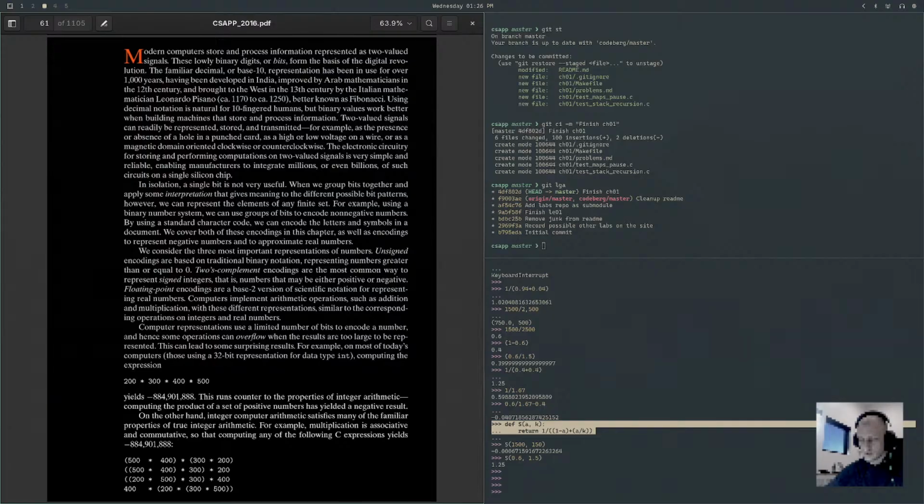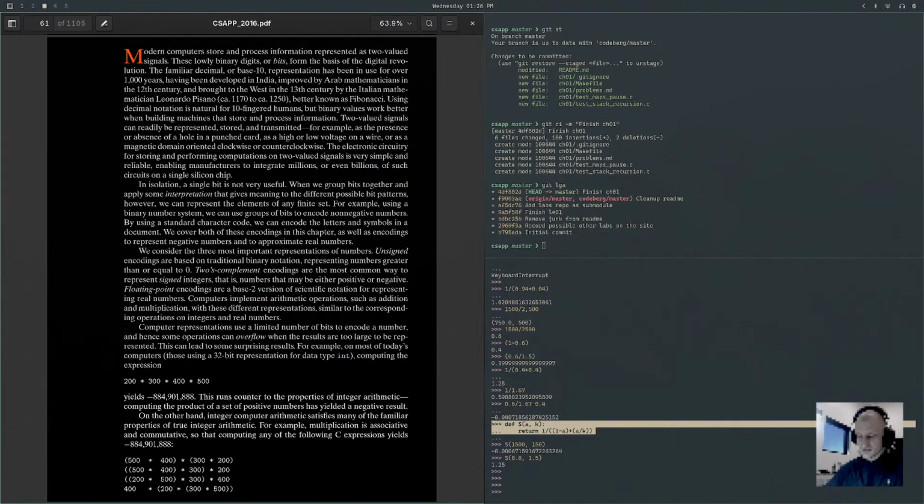Using decimal notation is natural for 10-fingered humans, but binary values work better when building machines that store and process information. Two-valued signals can readily be represented, stored, and transmitted, for example, as the presence or absence of a hole in a punch card, as a high or low voltage on a wire, or as a magnetic domain oriented clockwise or counterclockwise. The electronic circuitry for storing and performing computations on two-valued signals is very simple and reliable, enabling manufacturers to integrate millions or even billions of such circuits on a single silicon chip.